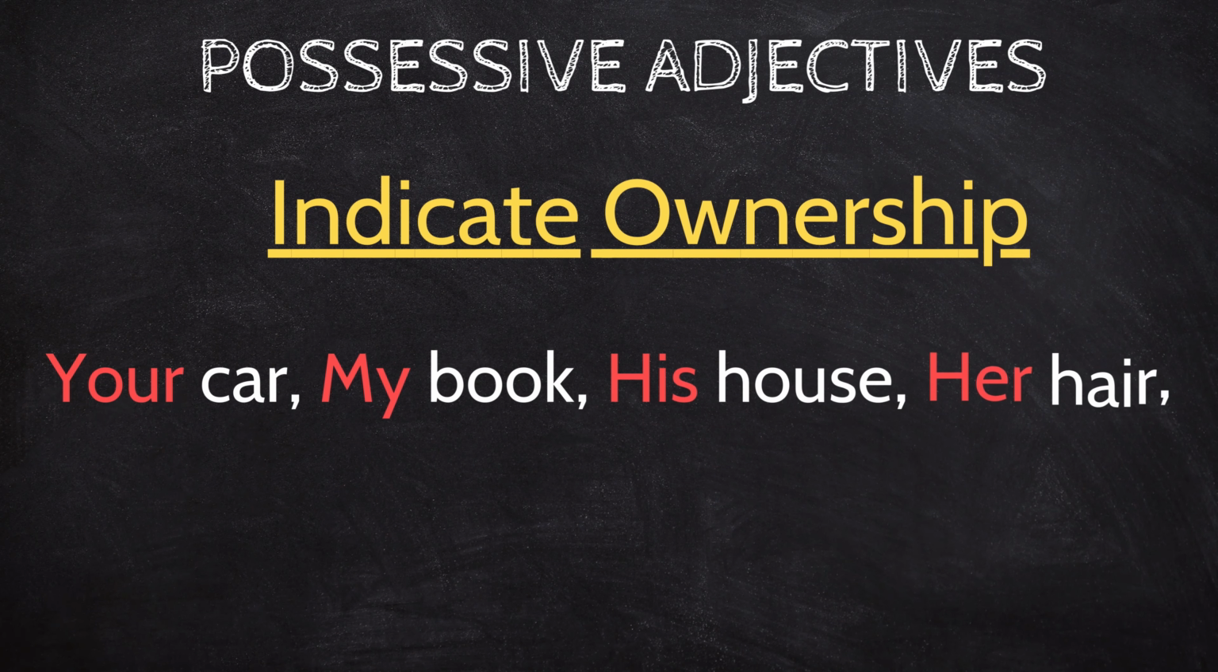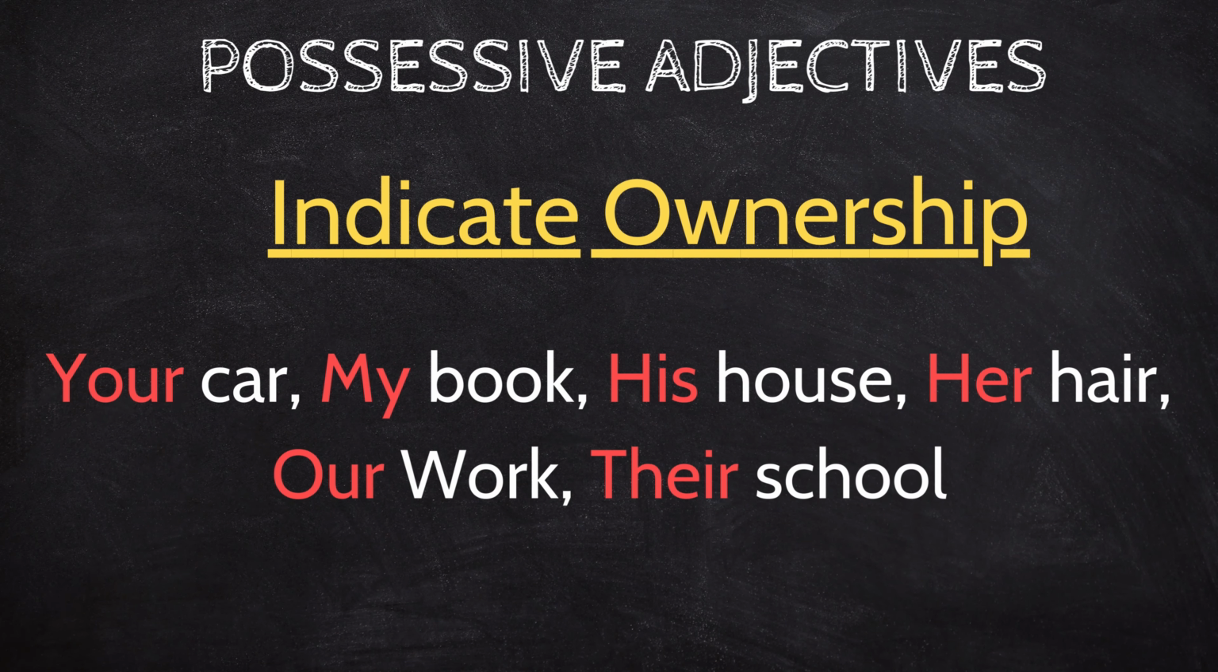Possessive adjectives. They show ownership of a noun. For example, car. Whose car? Now, these adjectives answer the question whose. Whose car? Your car. Whose book? My book. Whose house? His house. Whose hair? Her hair. Whose work? Her work. Like this. Whose school? Their school. So this was to show the ownership. Possessive adjectives are simply adjectives that indicate ownership of a noun or a subject.